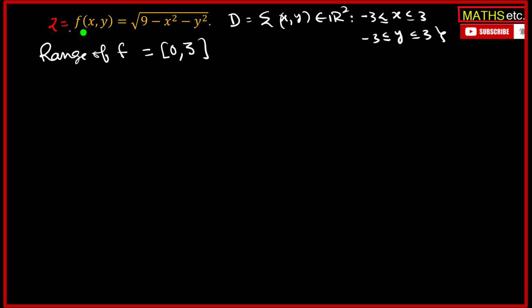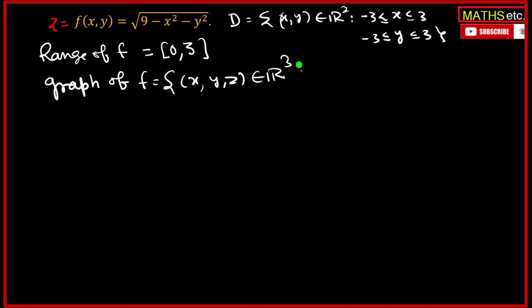Next, we have to sketch the graph of this function, which geometrically we say is a surface. Now let us first see how the graph of a function is defined. The graph of a function is the collection of all x, y, z points in three-dimensional space such that the x, y couplet takes values from the domain, where the domain is given above, and z takes values from the range set, which is the closed interval 0 to 3.